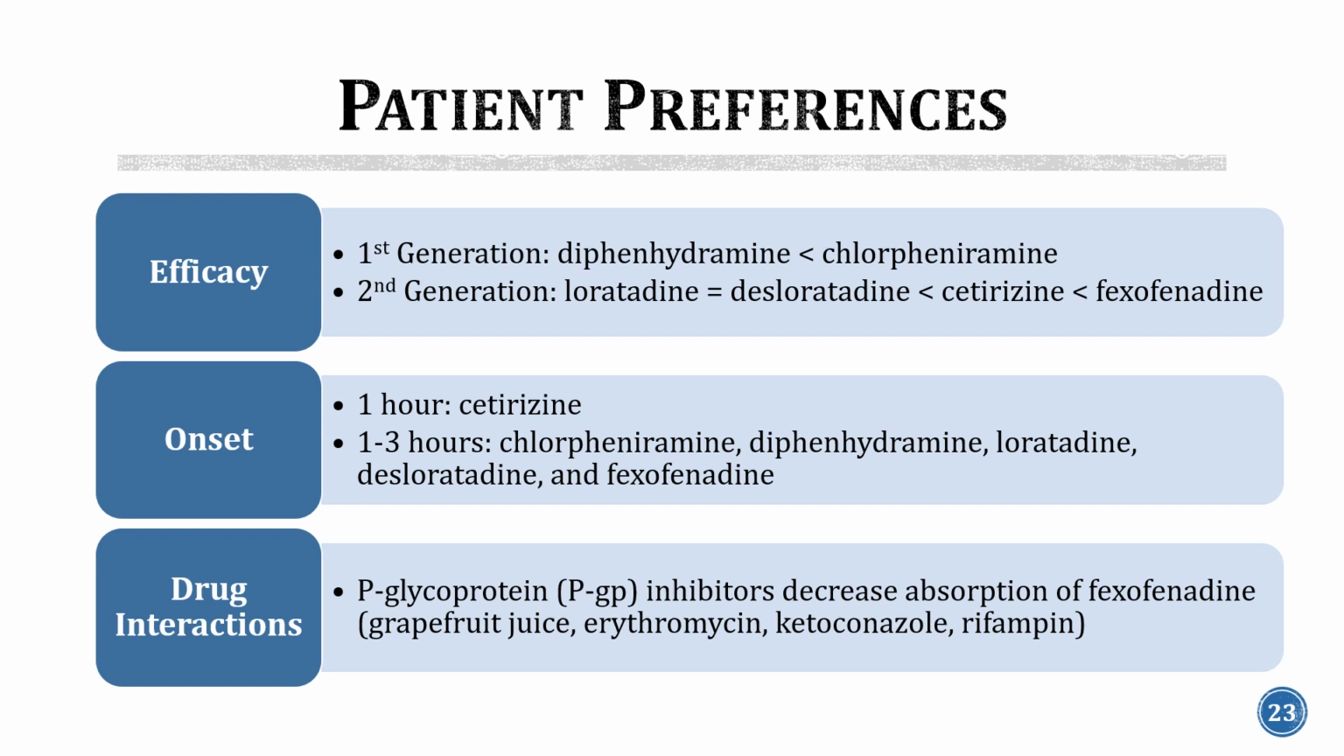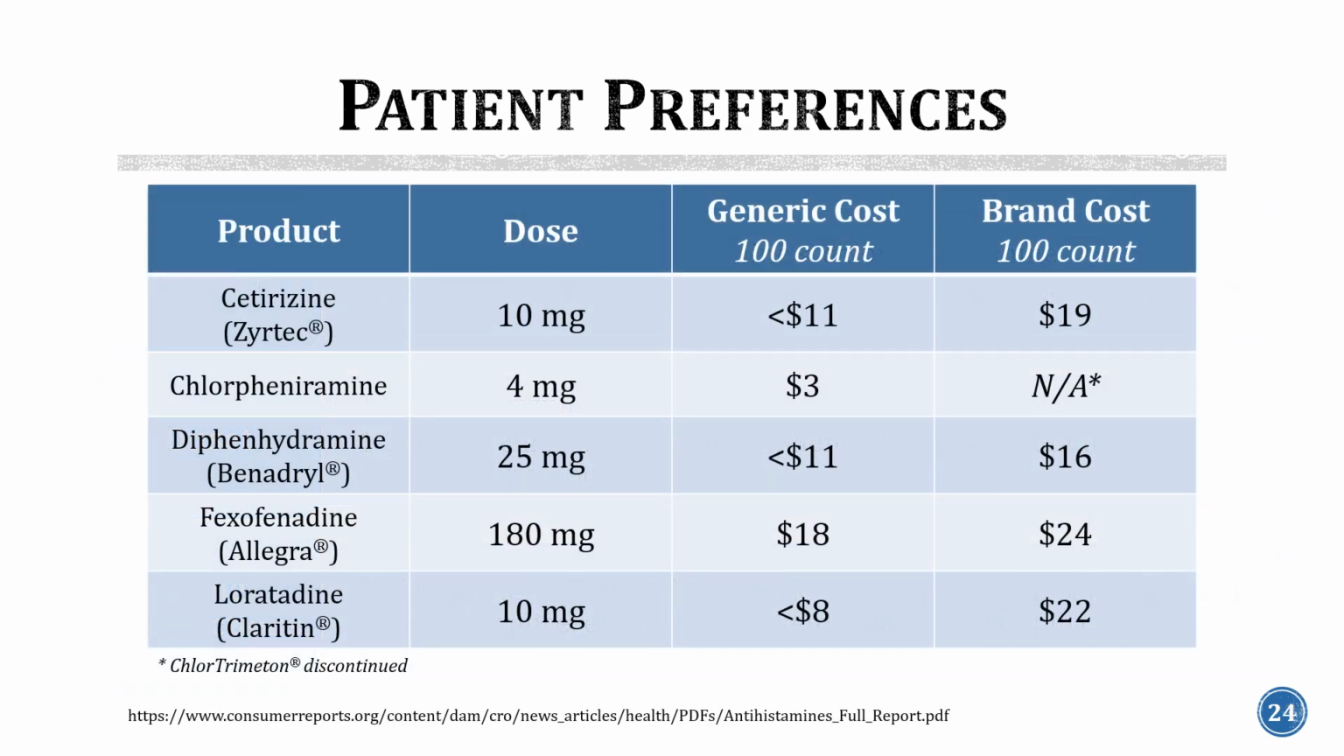Cetirizine or Zyrtec has the fastest onset compared to the other antihistamines. With drug interactions, we worry about fexofenadine really though, due to the decreased absorption from P-gp interaction. Cost is also a factor to consider when we're understanding the patient's preferences. This table here shows the difference in cost between brand versus generic antihistamines and comparing the different products with each other. Out of the second generation antihistamines and the generic ones, loratadine is the cheapest and fexofenadine is the most expensive since it was more recently released.